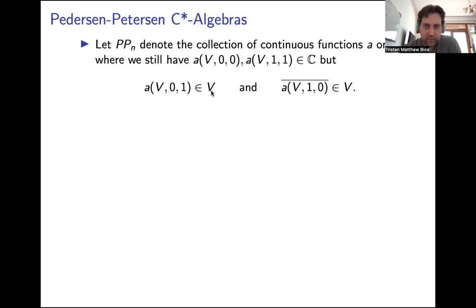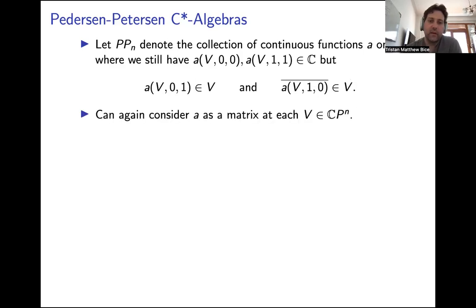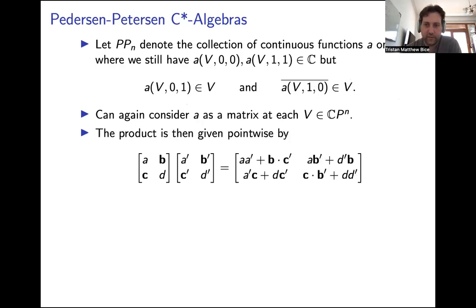So we define the off-diagonal term to lie within V, and likewise we want the other off-diagonal term, its complex conjugate, to be within V. Or we equivalently want it to be in the conjugate vector space, if you like. We can again consider every function in this P_n as basically a matrix at each point of the projective space. The only difference now being that these off-diagonal terms are vectors, not complex numbers anymore. And now we're going to define the products in the way you would expect, except now we have vectors, so we can't just multiply vectors. We have to specify what kind of product we're using. And in this case, it's again just the dot product.